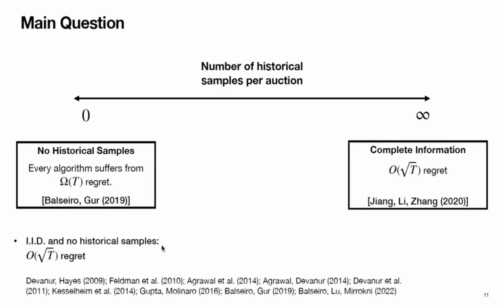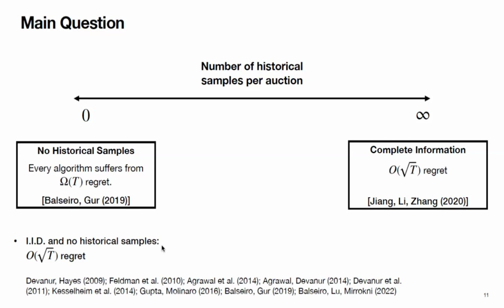And there is a special case of IID, which is not what we are studying. For us, the distributions are varying over time. We are non-stationary. But if you happen to be stationary, then you don't need any historical samples. Even without historical samples, you can get the square root T regret, exactly like what you can get with full information. That's special, and this has been studied in a whole series of works. So this is not what we're going to talk about. In the IID setting, you don't need historical samples. In non-IID settings, you're totally out of luck. If you don't have historical samples, Omega(T) is inevitable.